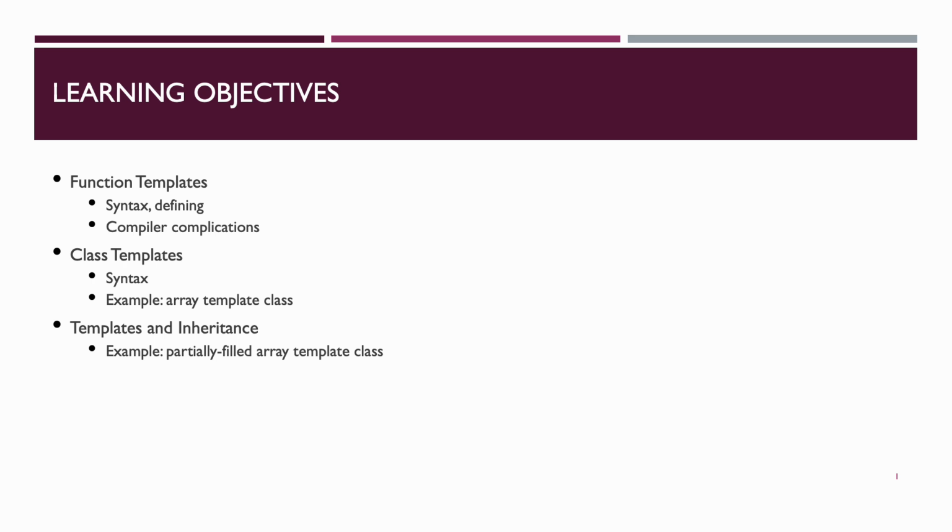Then we will learn class templates, which enable us to define classes that can handle any type. We will use an example of an array template class to illustrate this concept. Then lastly, we will explore how templates interact with inheritance, with a focus on a partially filled array template class example. So by the end of this session, you will have a clear understanding of how templates work and how to effectively use them to create flexible and efficient C++ programs.